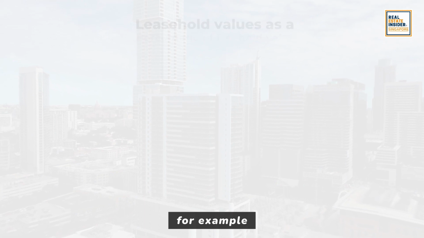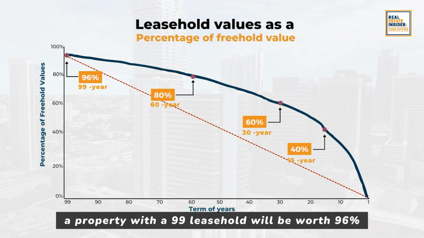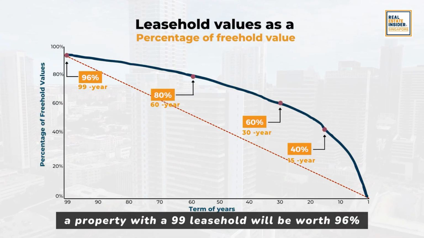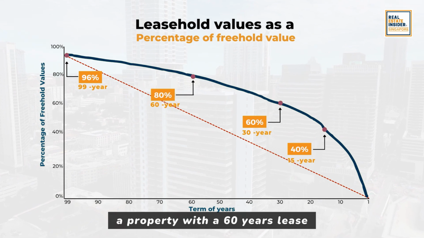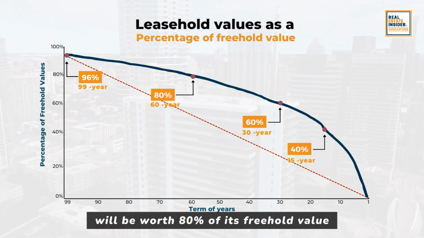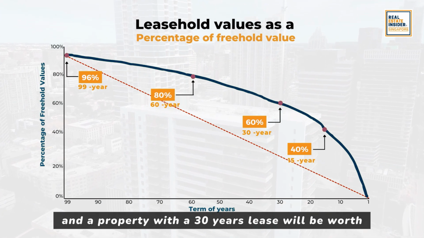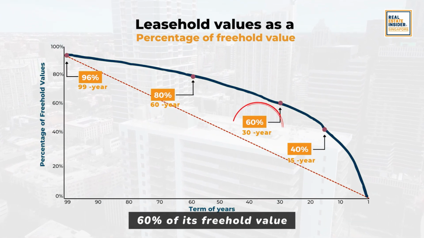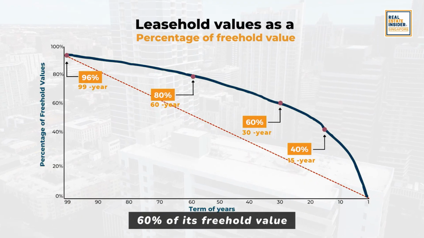For example, a property with a 99-year leasehold will be worth 96% of its freehold value. A property with a 60-year lease will be worth 80% of its freehold value. And a property with a 30-year lease will be worth 60% of its freehold value.